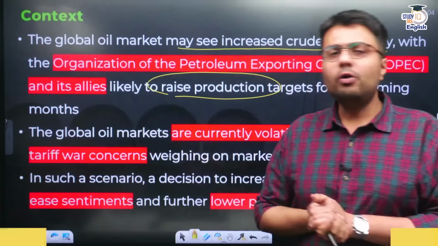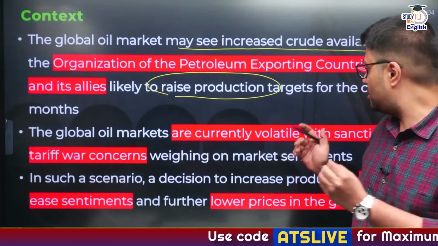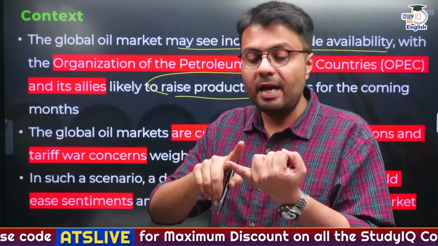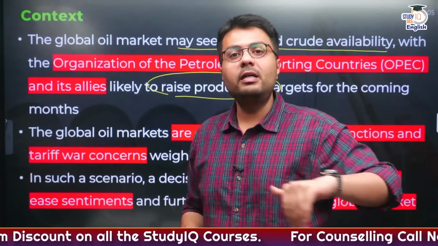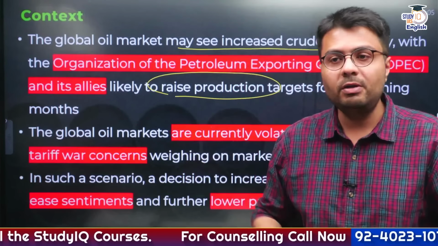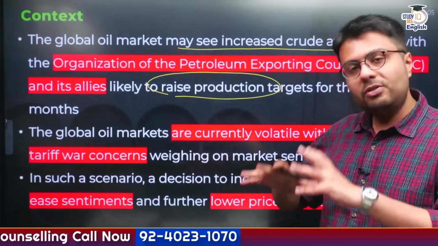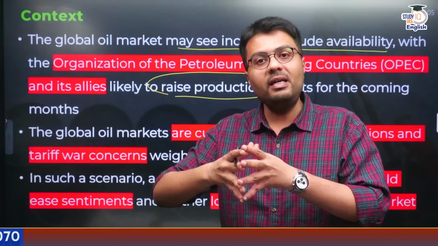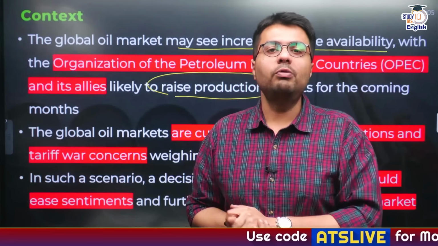Now, this global oil market for the past few years has been under constant turmoil. This is because of the sanctions that have been imposed on major crude oil producers like Venezuela, Iran, and Russia, and also because of the conflict that has been going on in the broader Middle Eastern region, where most of the major producers are located, right? So in such a scenario, this decision of OPEC to increase the supply would make crude oil easily available, therefore pushing down the prices.